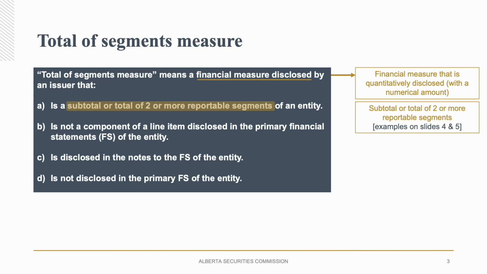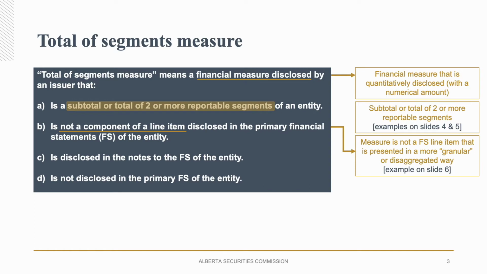In paragraph A, for the measure to be a total of segments measure, it must be a subtotal or total of 2 or more reportable segments. And this subtotal or total of 2 or more reportable segments cannot be a component of a financial statement line item. For both paragraphs A and B of the total of segments measure definition, we have a few examples that we will go through in today's webinar.